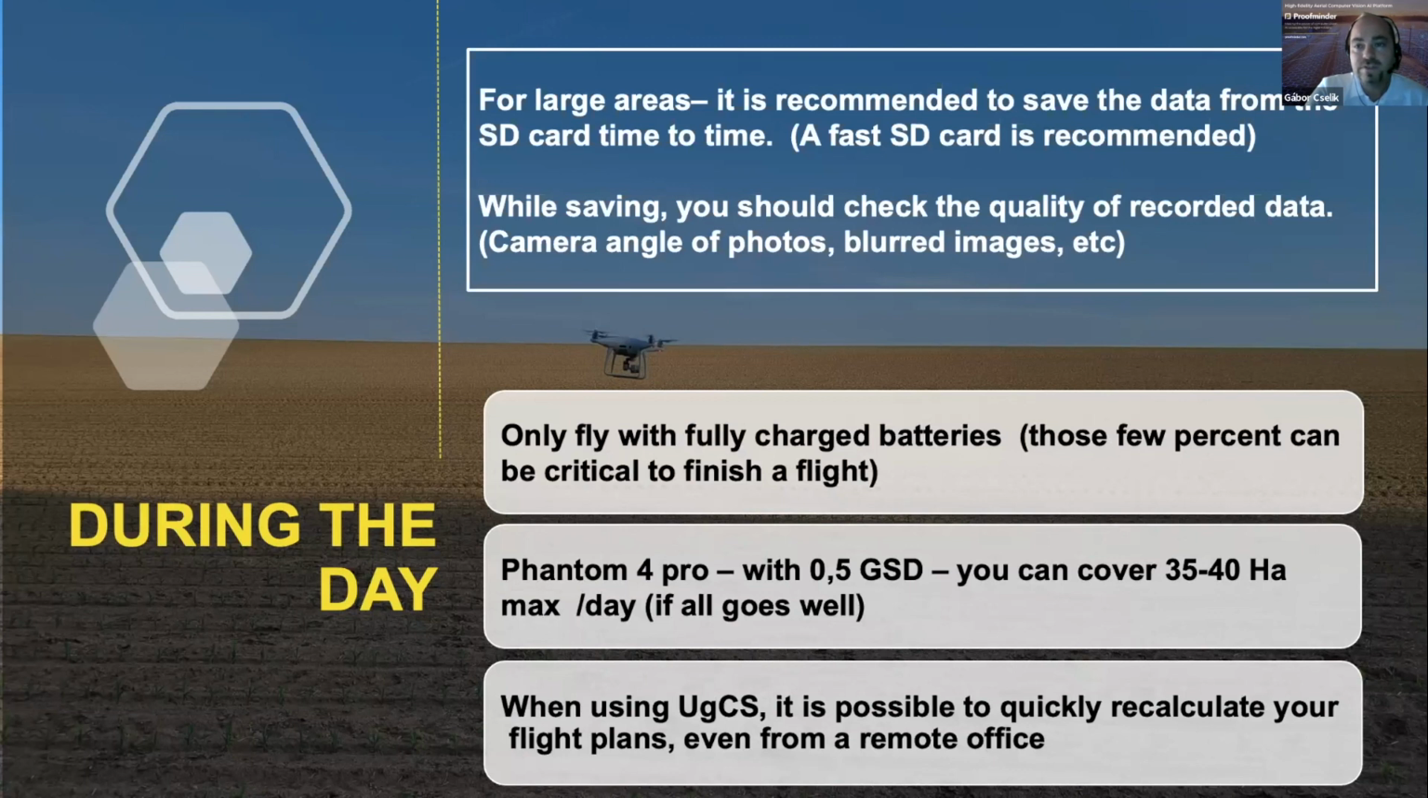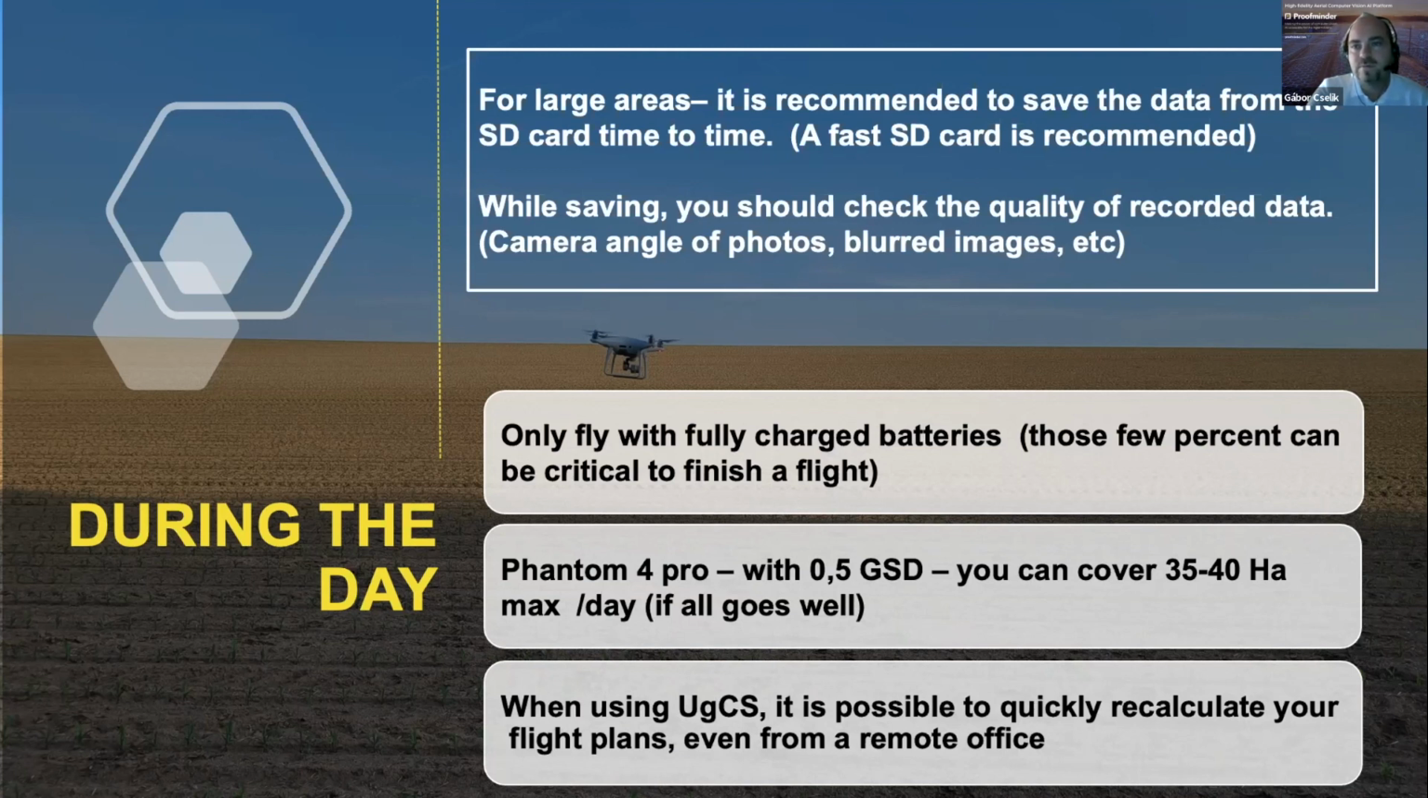With the UgCS software, it is a really good feature that you can quickly recalculate your missions, your flight plans, even from a remote office. So let's say I'm working in the field, and I find that the irrigation system just started to work, and we were not aware of this in the previous days. I can either do it myself on my laptop at the car at the site, or I can call Norbert and tell him the situation, and he can quite easily, in a few seconds, recalculate the plan.